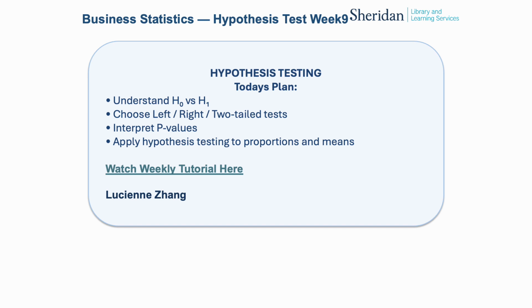In today's tutorial, we'll focus on four main objectives. First, we'll learn the differences between the null hypothesis and the alternative hypothesis. Second, we'll discuss how to determine whether a problem requires a left tail, right tail, or two-tail test. Third, we'll learn how to interpret p-values and use them to make statistical decisions. Finally, we'll apply the complete hypothesis testing process to both proportions and population means. So let's get started.